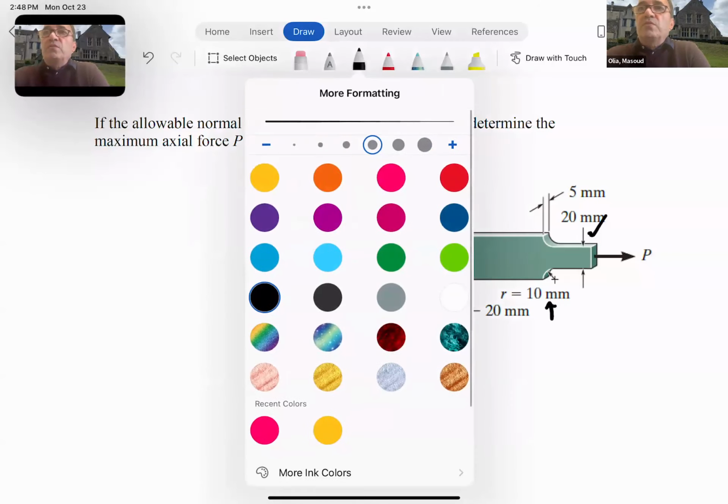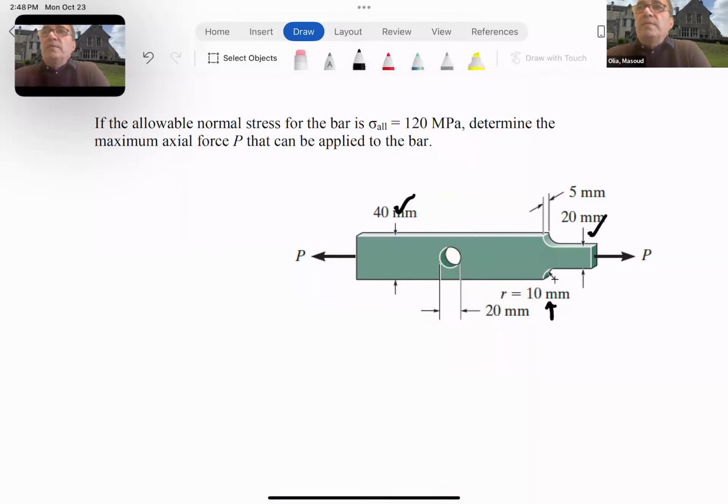Let me actually change the size of this. It's too thick. Okay, so that's called the fillet radius, and that also plays a role in what the concentration is going to be. So first of all, the concept of stress concentration is that whenever there is a discontinuity in the material, be it a hole or the tapering where the cross-sectional area changes, as a result, the stress near the discontinuity, meaning somewhere here or somewhere here, is going to be larger than your average stress.